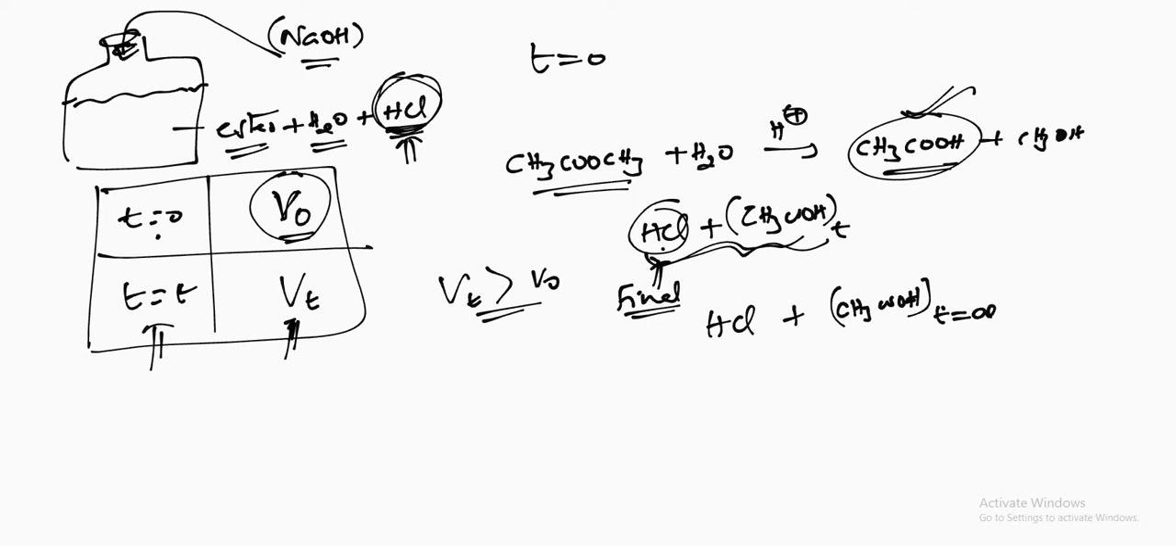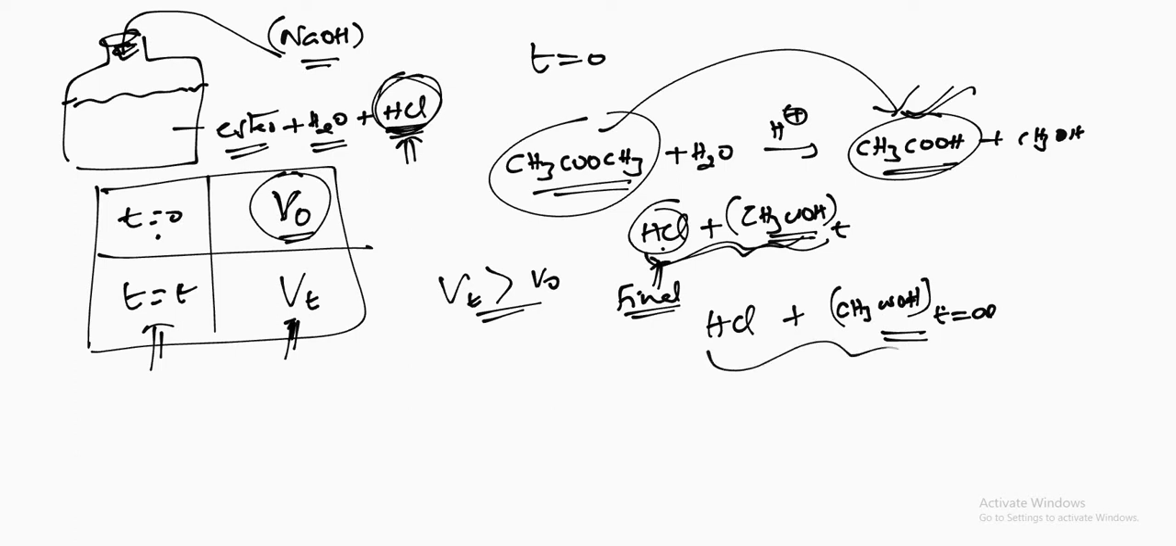At a time t, we have some small amount of acetic acid, whereas once the reaction is completed, the entire ester becomes acetic acid. So the acetic acid concentration is now very high. So the total concentration, HCl concentration plus acetic acid concentration, is very, very high. Therefore, at time infinity, if you titrate this final mixture with sodium hydroxide, the volume of sodium hydroxide consumed will be very, very large. Now, students, observe carefully. Let me go to the next page.